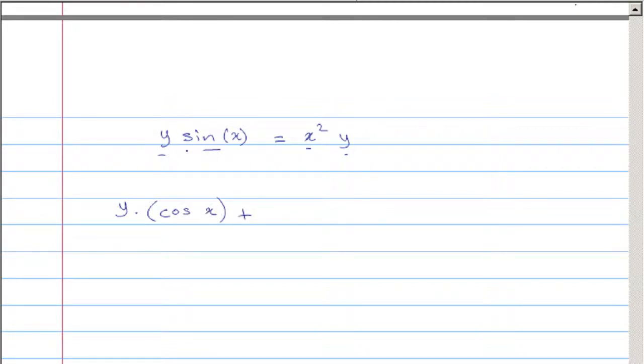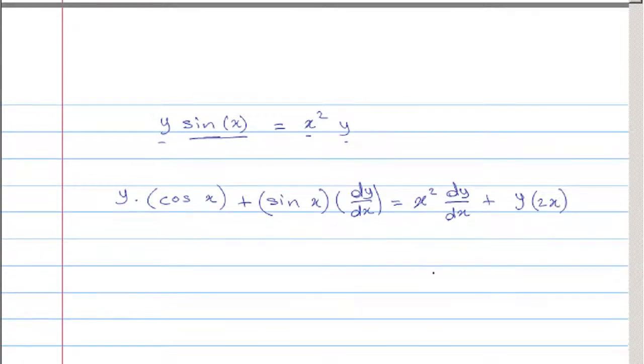Then I have plus v times du over dx. So I have sine x times the derivative of y. So the derivative of y is dy over dx. Or you can think of it as the derivative of y with respect to y is 1, but I have to multiply that by dy over dx. Now the right hand side is u dv over dx again, so I have x squared times the derivative of y, which is dy over dx. Then I've got the second term y times the derivative of x squared, that gives 2x.